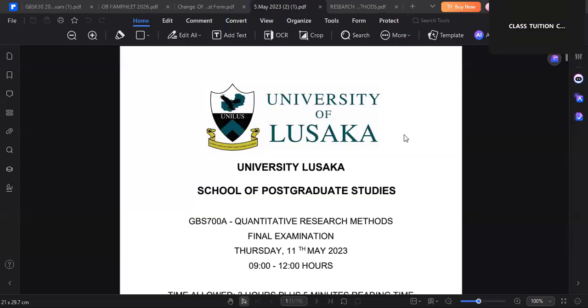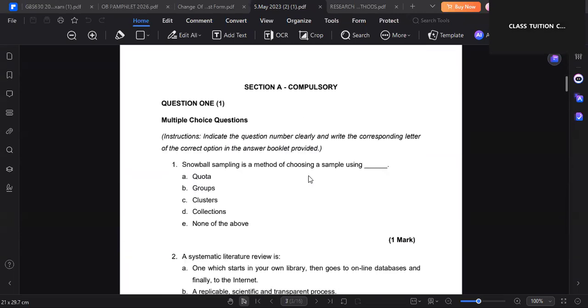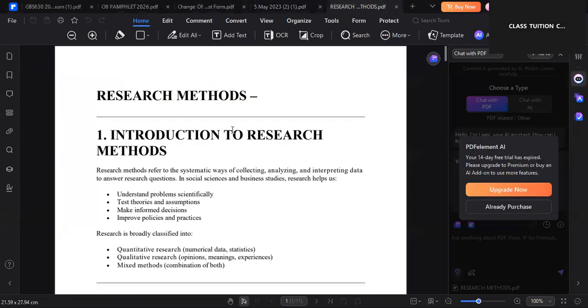Our session today will look at the 2023 paper, and the first part was multiple choice. But before we go through multiple choice, I will invite you to my notes where we will understand some basic concepts that you will need to appreciate. So these notes are a summary of what you expect in that segment.